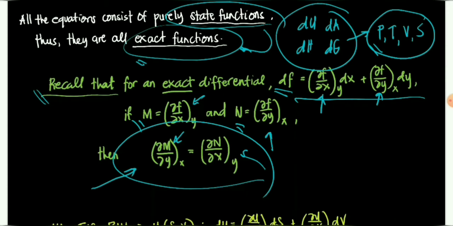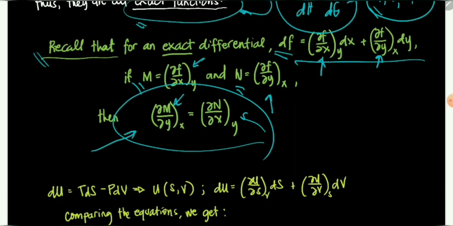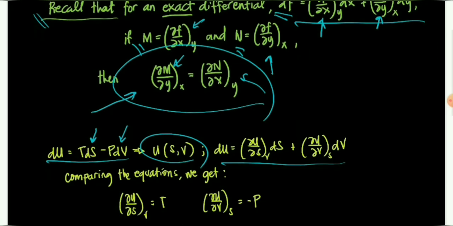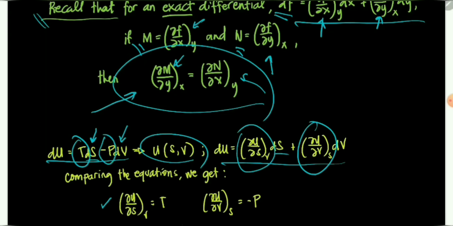Okay? So, let's start by deriving the relationship for dU. For dU, we have TdS minus PdV, which makes U a function of S and V, because dV and dS are what change in the equation. Now we can write dU as the total derivative with respect to both S and V. After that, we can compare the two equations. The change in U with respect to S at constant V can be equated to T, because they both have dS. And the coefficient of dV, the change in U with respect to V at constant S, can be compared to negative P, because they both have dV.